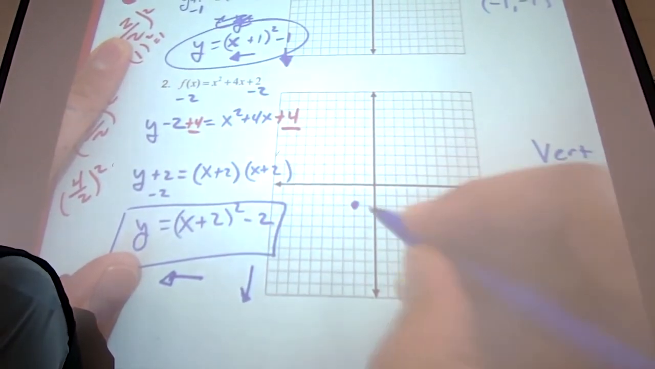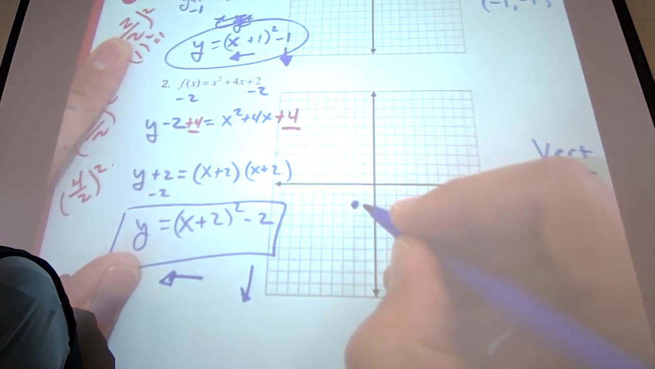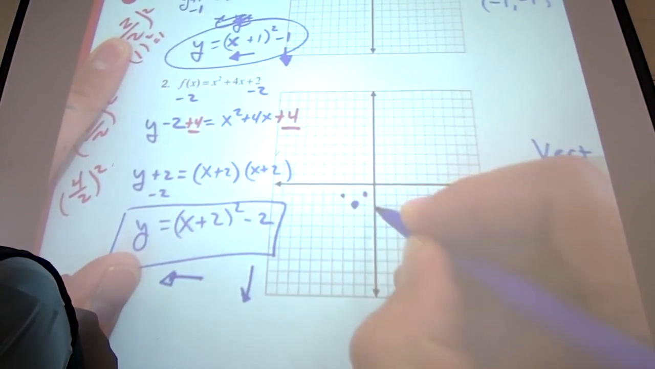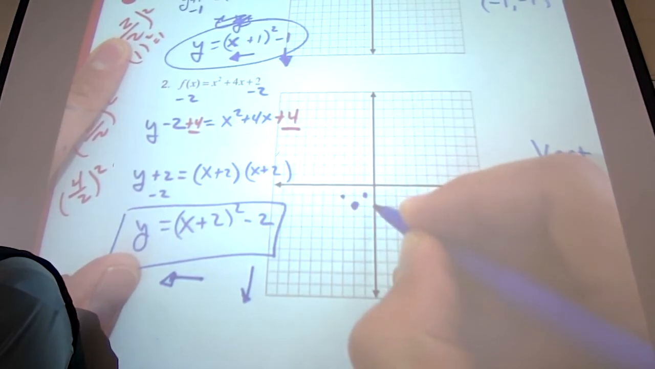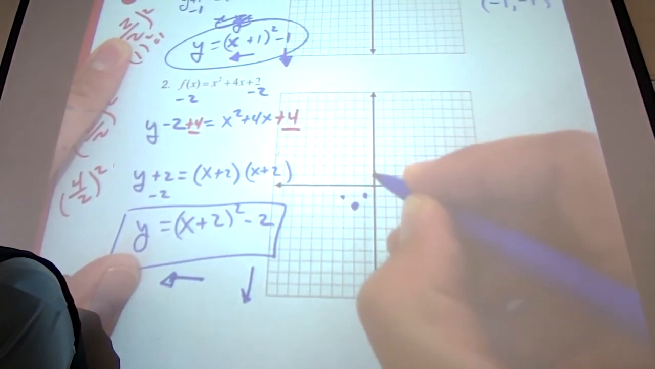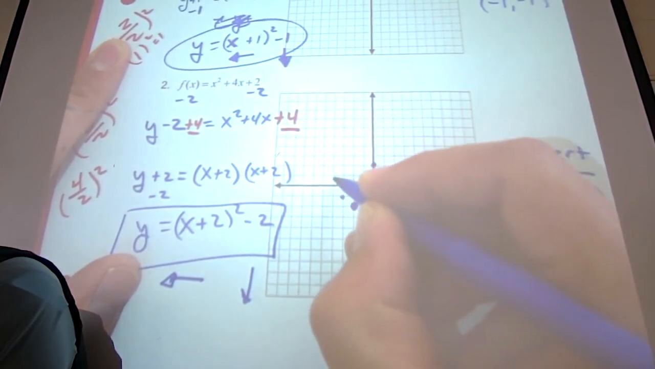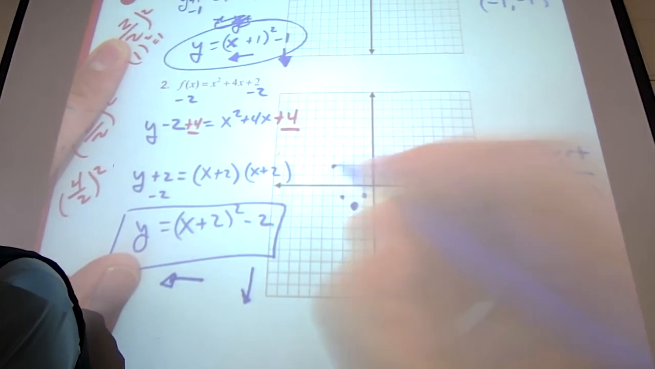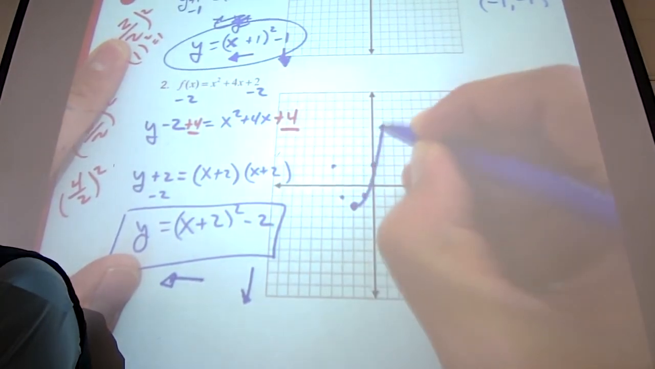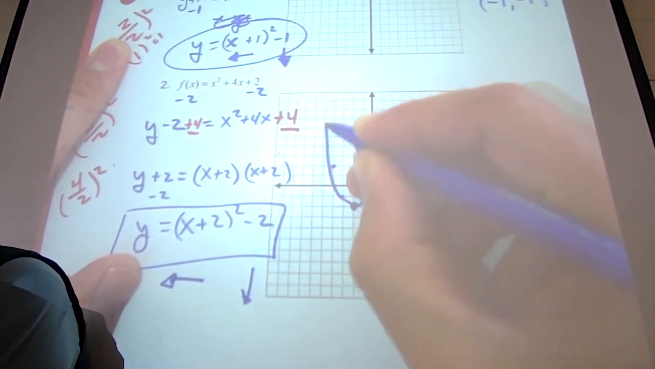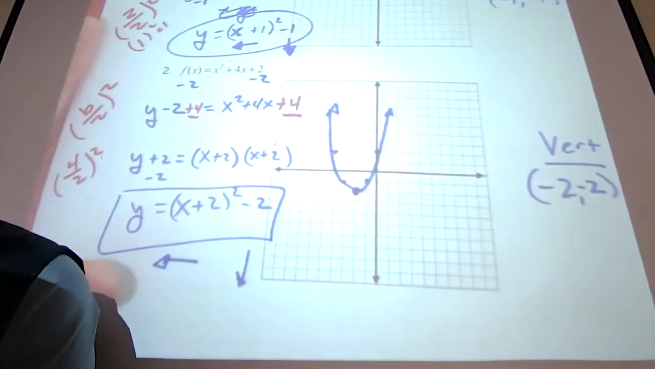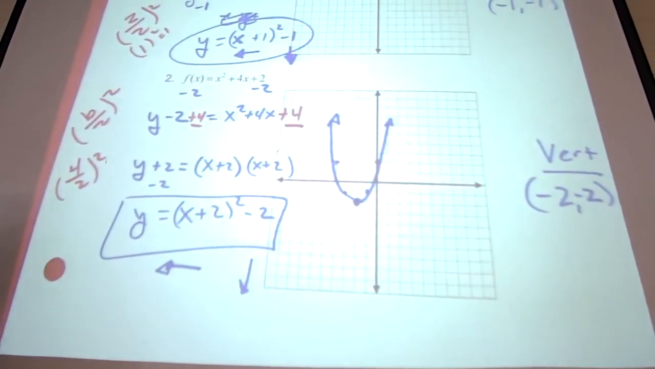And now I follow the pattern of a quadratic. It's over 1 from the vertex, up 1. Over 1, up 1. Over 2, up 4, because 2 squared is 4. So 1, 2, and then up 1, 2, 3, 4. Over 1, 2, and then up 1, 2, 3, 4. Now I got a nice, pretty parabola.